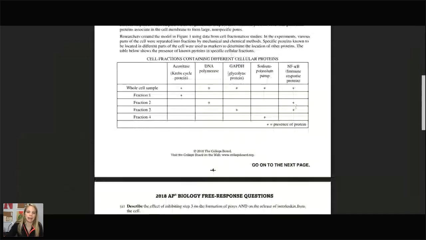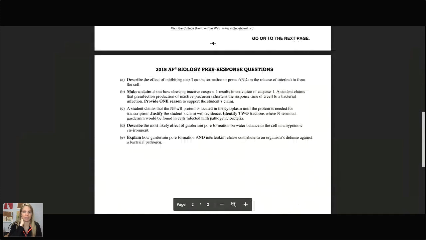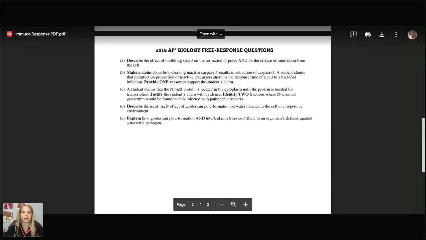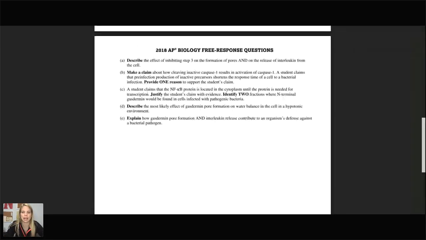So if we go to part A, it says, describe the effect of inhibiting step 3 on the formation of pores and on the release of interleukin from the cell. Part B says, make a claim about how cleaving inactive caspase-1 results in the activation of caspase-1. A student claims that pre-infection production of inactive precursors shortens the response time of a cell to a bacterial infection. Provide one reason to support the student's claim.